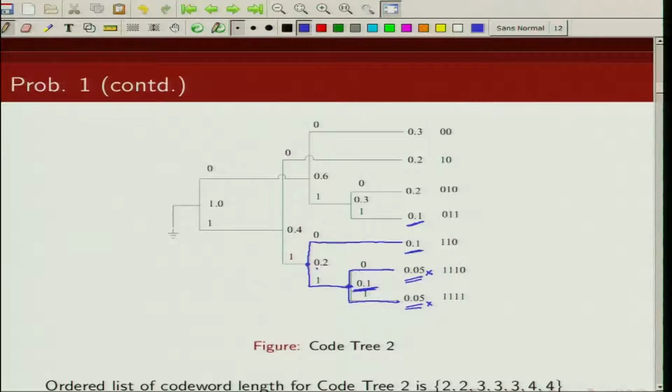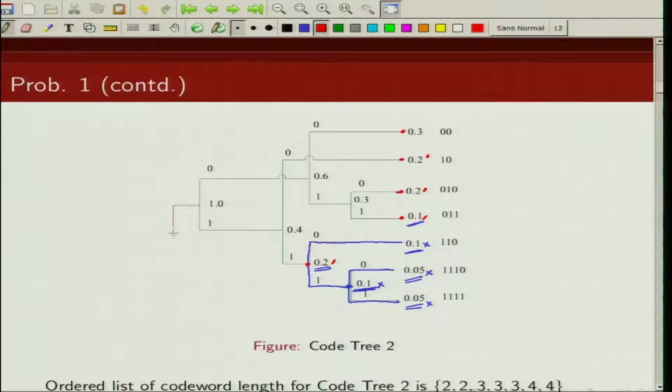Combining these 2, we get a new node with probability 0.2. We deactivate those nodes. Now the active nodes are this one, this one, this one, this one, and this one. We have one node with probability 0.1, and there are 3 nodes with probability 0.2. So we have to combine the leaf which has probability 0.1 with any of the nodes which has probability 0.2.